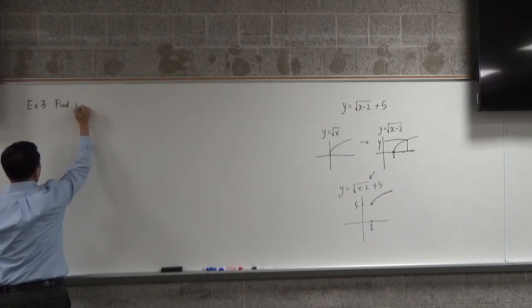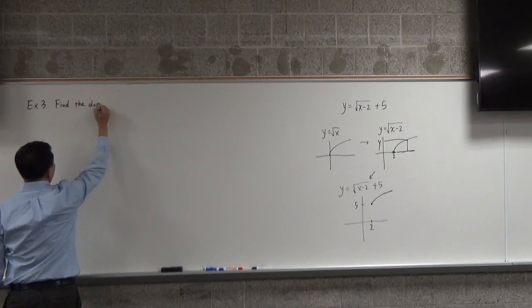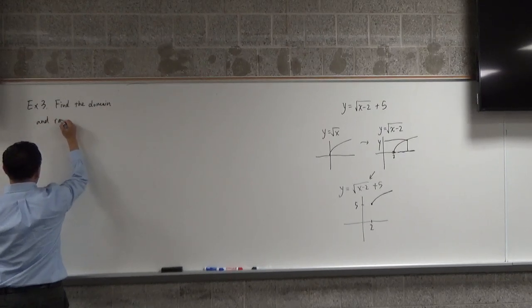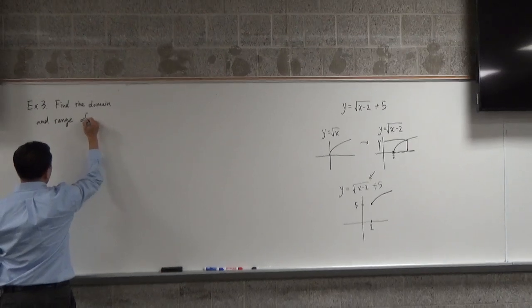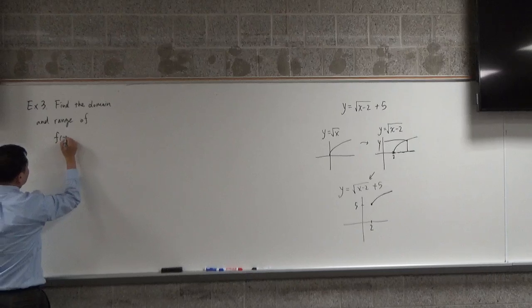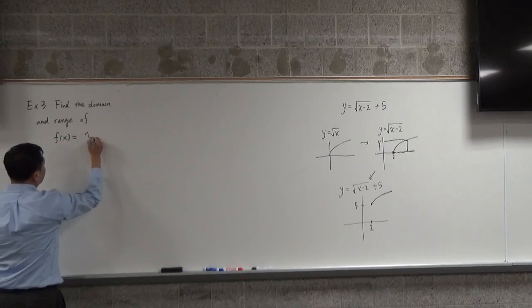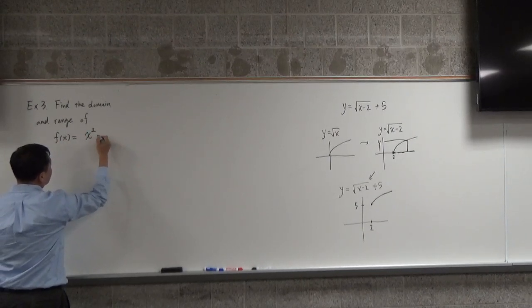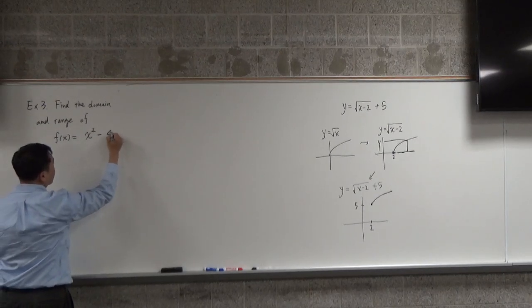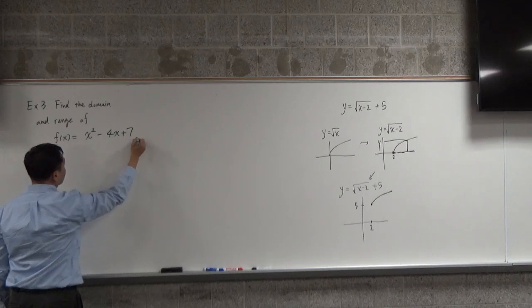Find the domain and range of f of x equals x squared minus 4x plus 7.